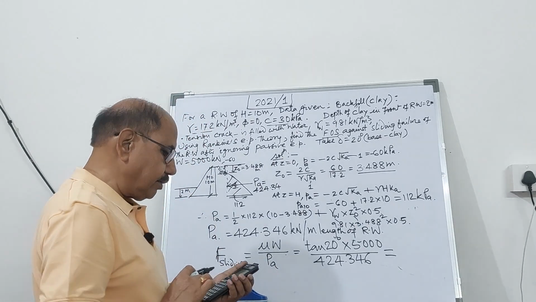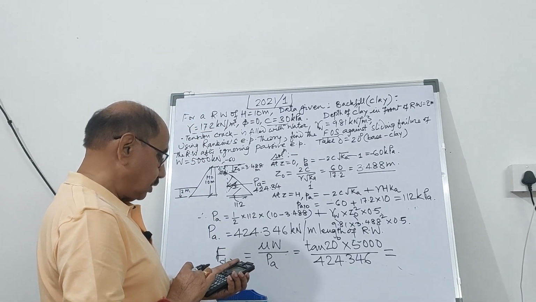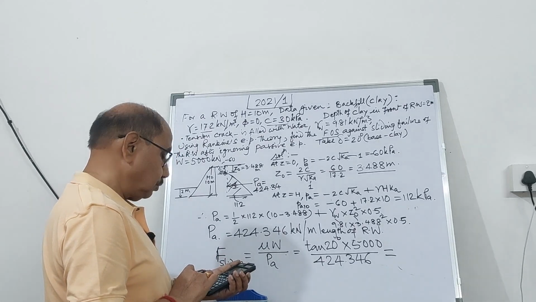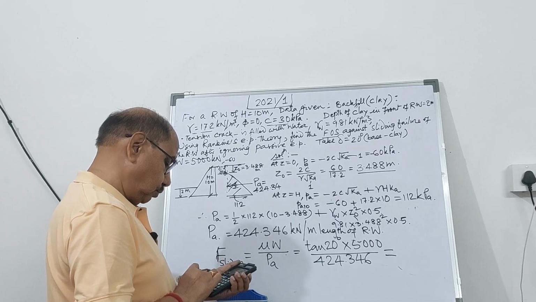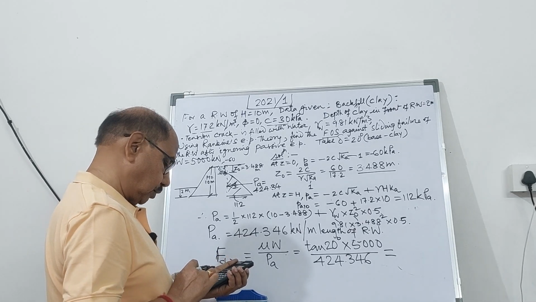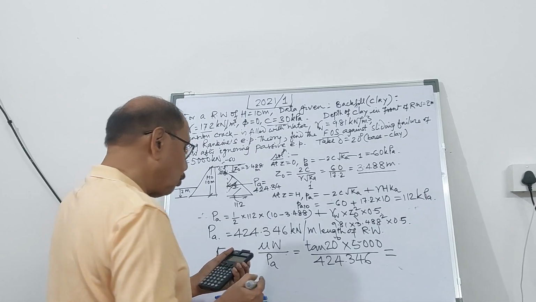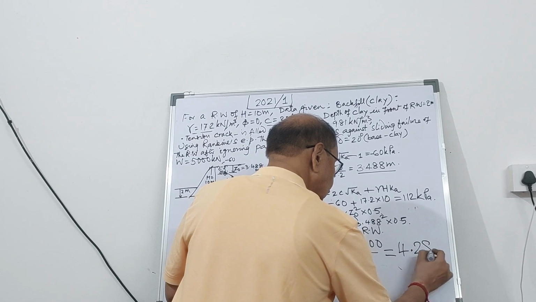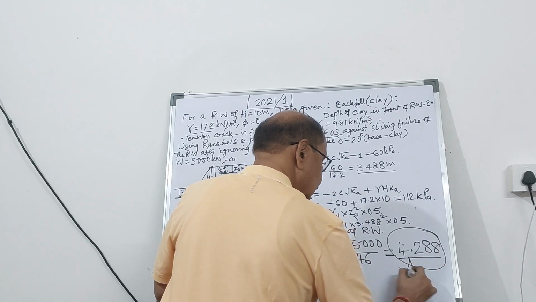So let's calculate, friends. It will be tan 20 degrees times 5000 over 424.346, which is 4.288. This is the factor of safety. So this is the answer.